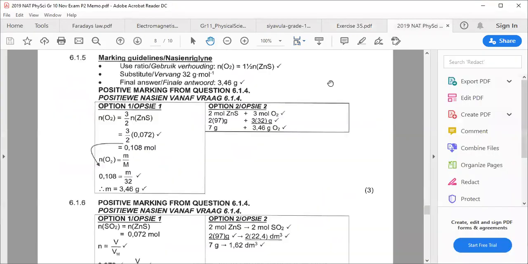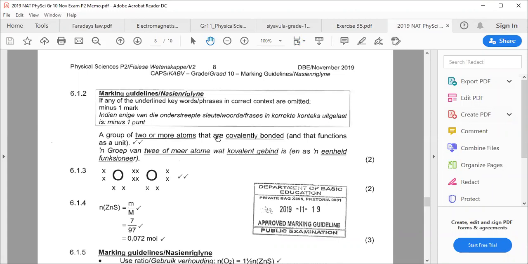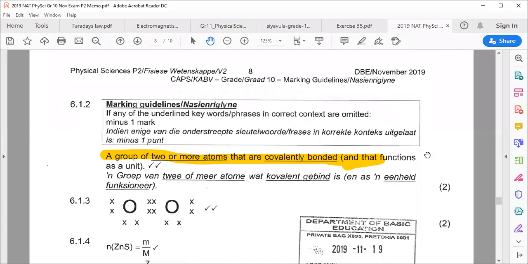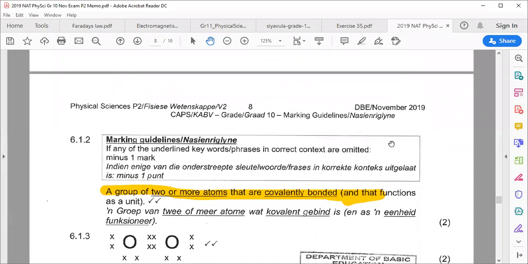So define the term molecule. You're supposed to define it like this: a group of two or more atoms that are covalently bonded. Right, so you use that part there. All right, that's what we have. We move on to the next one.